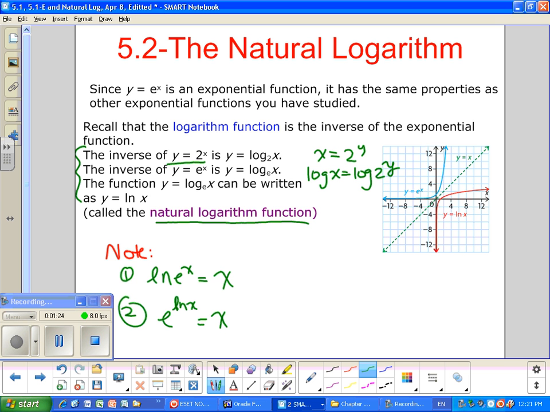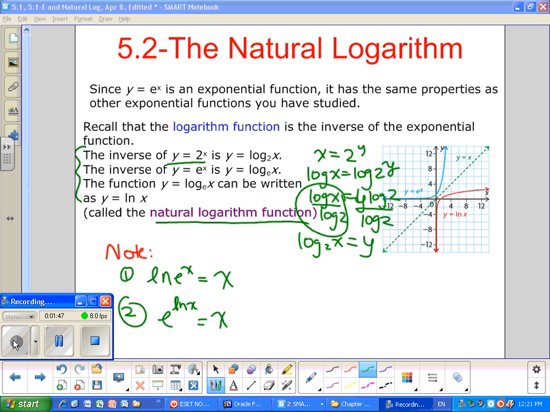And then what happens if you have the log with something that has an exponent? Yeah, you move it down. So now you have log x equals y log 2. And then you can divide by log 2. And how else can we write this? Yeah. Okay, so that's how you find the inverse of them.